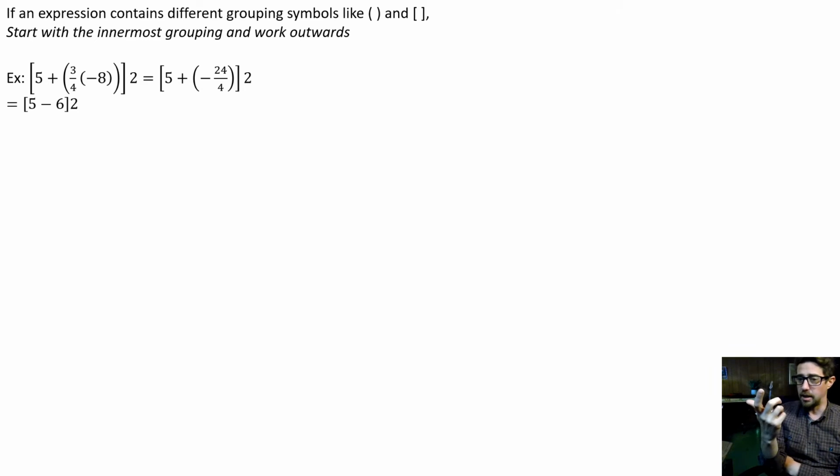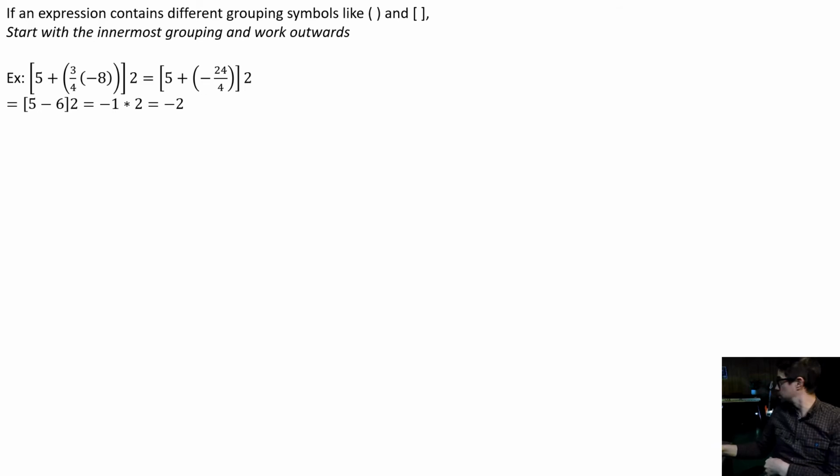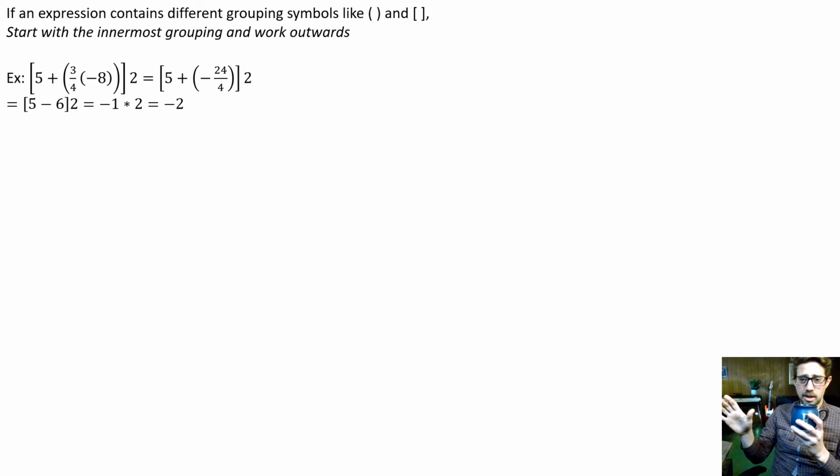Now we deal with the brackets. 5 minus 6 is -1. And now we kind of need a multiplication symbol, because if I just wrote -1, 2, that would look like -12. So -1 times 2 is -2. All right, so you should all get the same answer for these. Like I said, this stuff isn't open for interpretation.